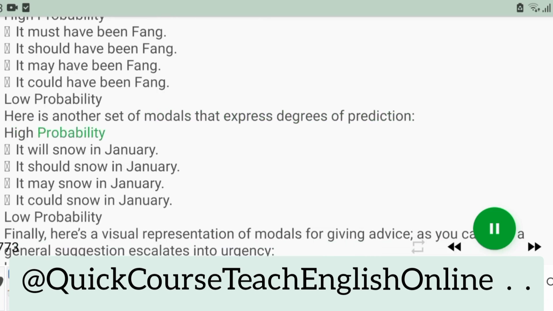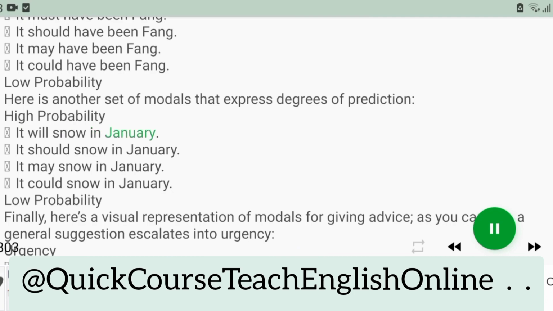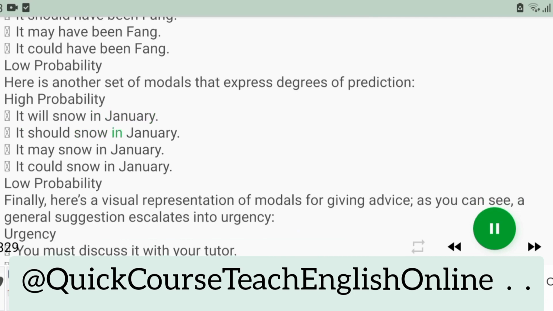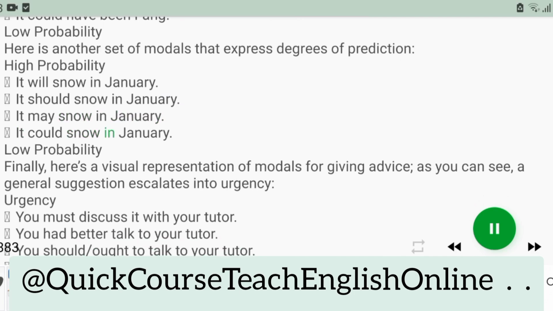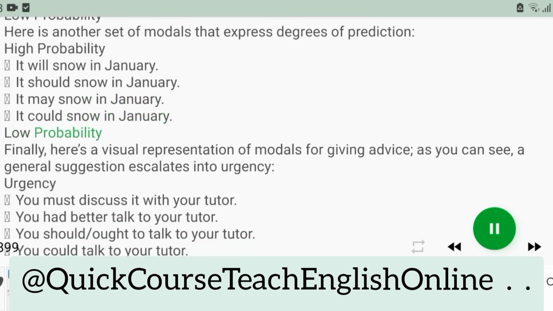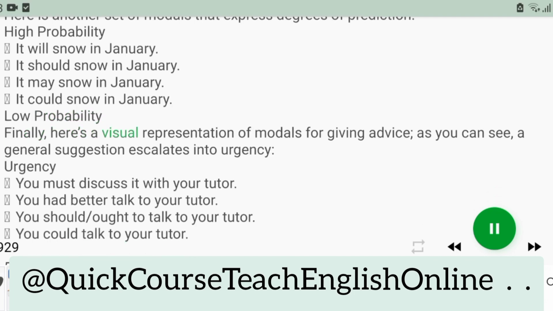High probability. It will snow in January. It should snow in January. It may snow in January. It could snow in January. Low probability. Finally, here's a visual representation of modals for giving advice.